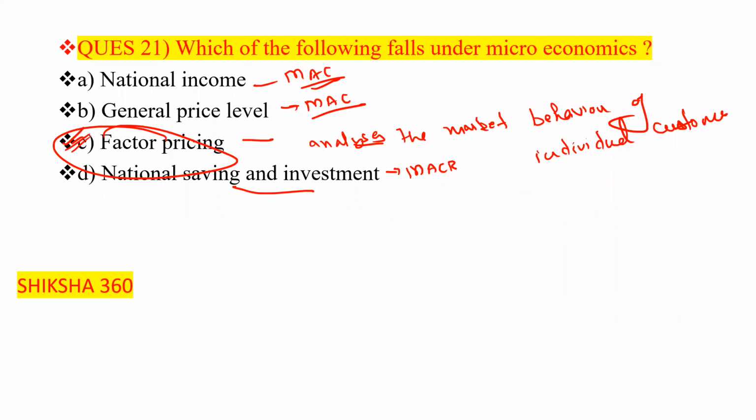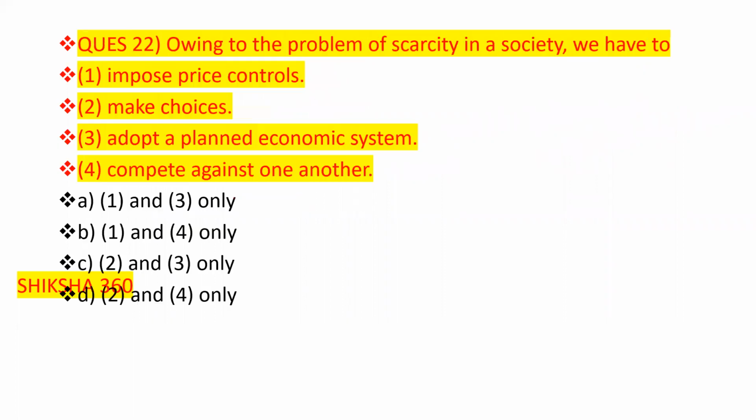Clear? That is the factor pricing. Microeconomics basically analyzes the market behavior of the individual customers. Now move to the next question.